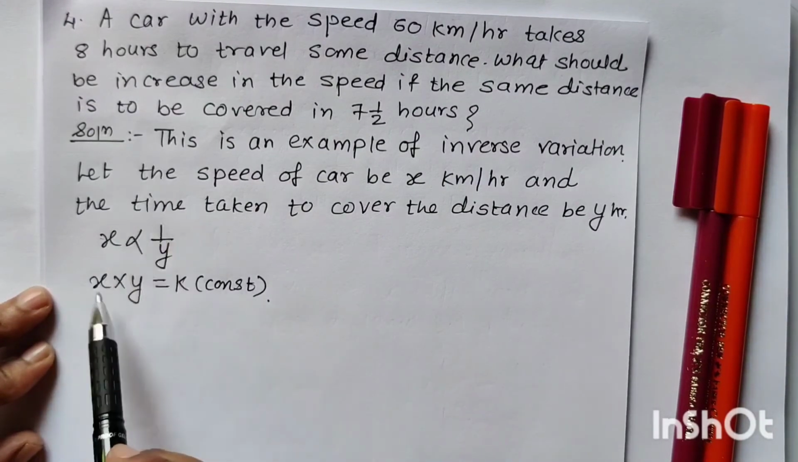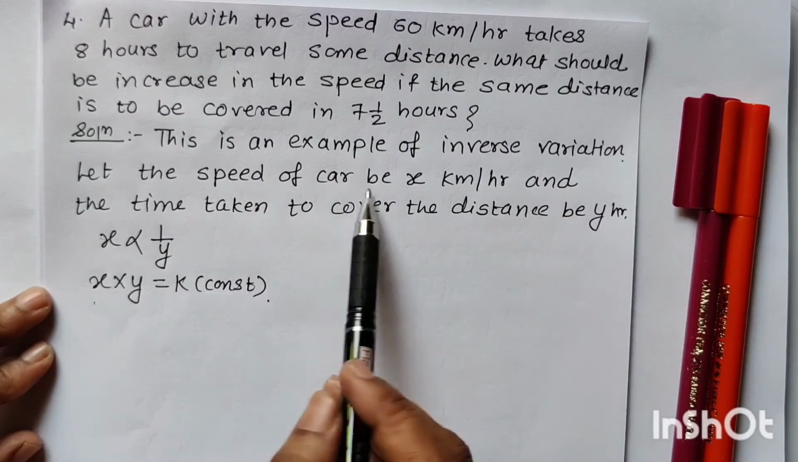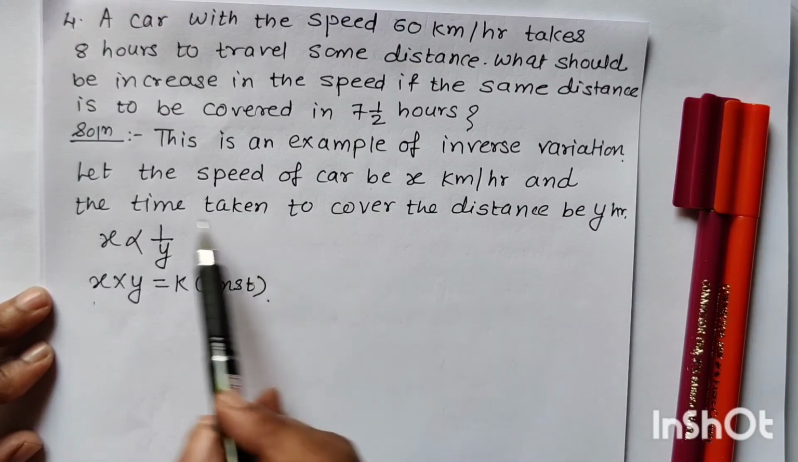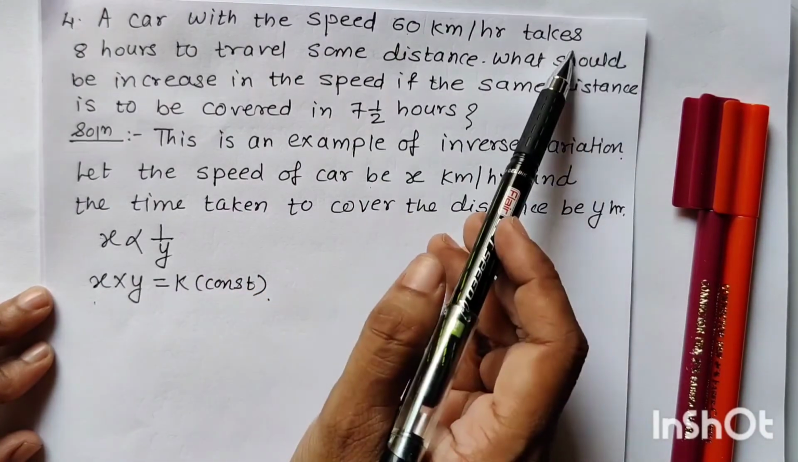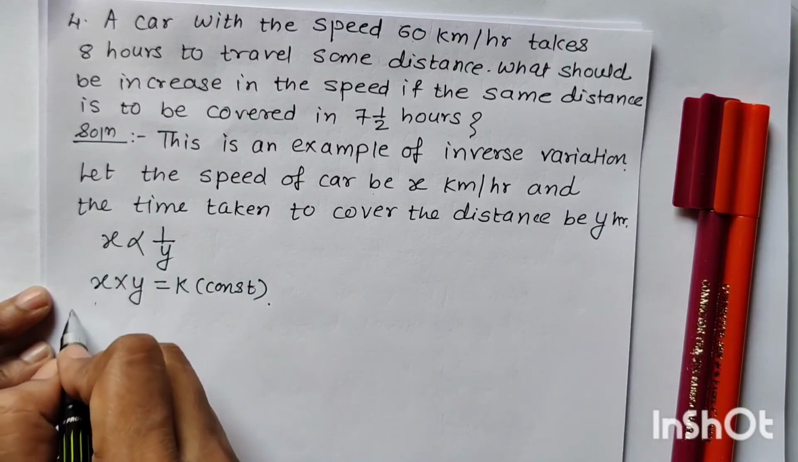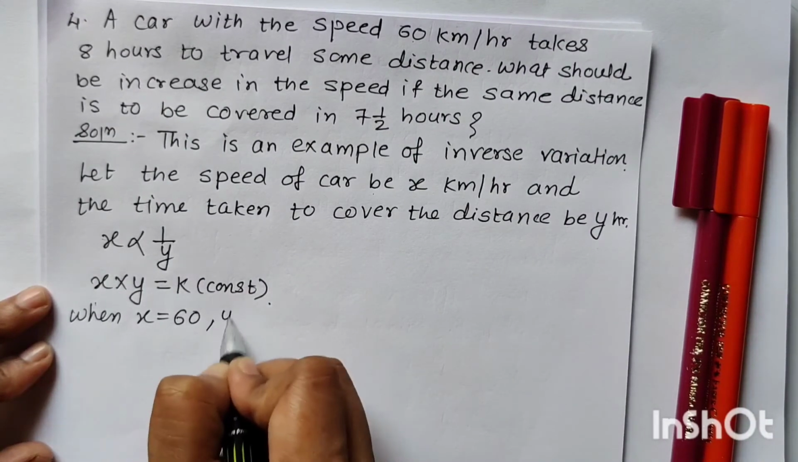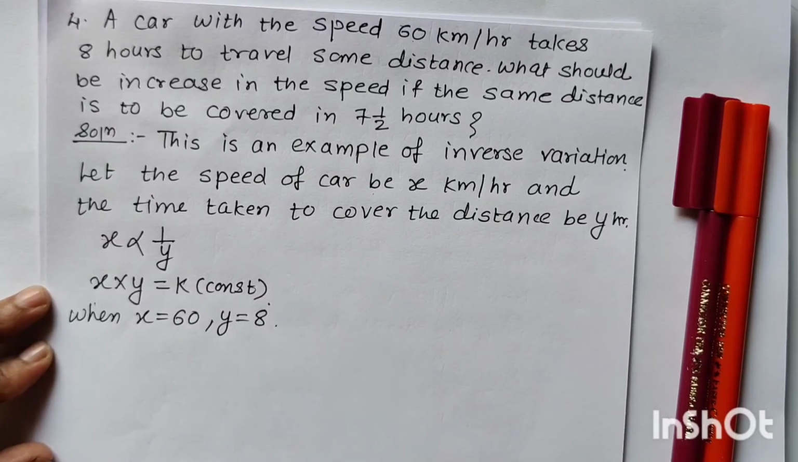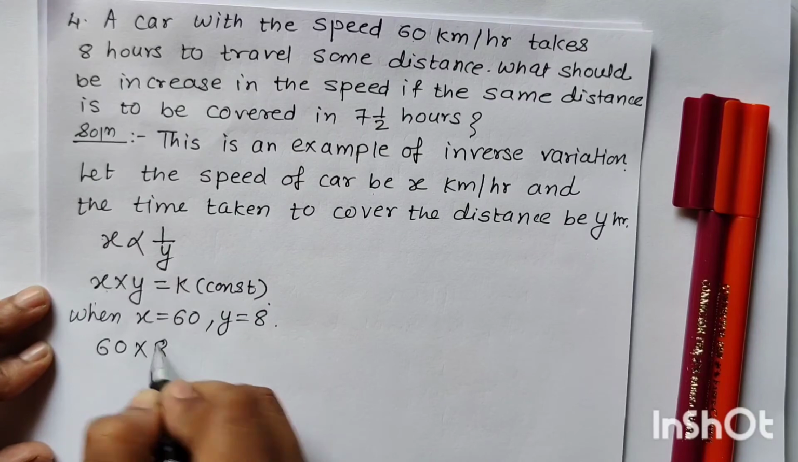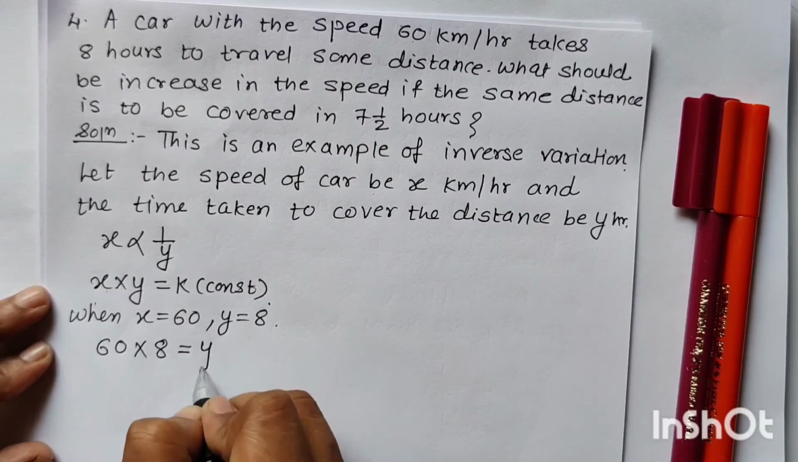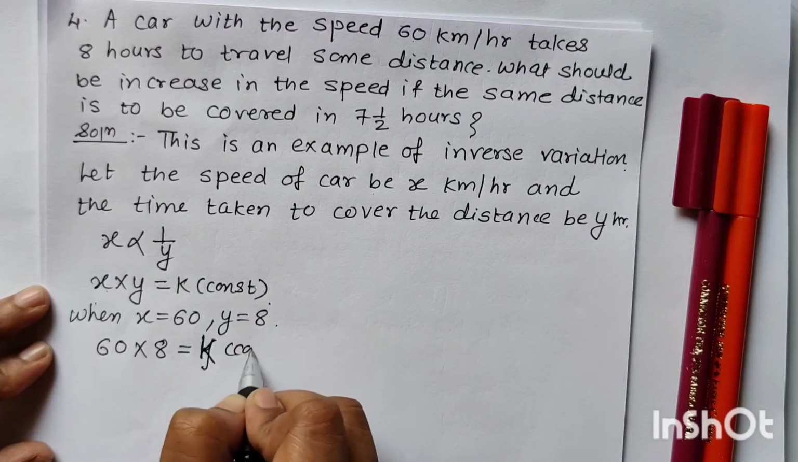Then let us see what are the values of x and y. x is the speed of car and y is the time. So the speed of car is 60, that means x is 60 and time is 8 hours. So when x is equal to 60, y is equal to 8. Now put the value here. In place of x we write 60, in place of y we write 8, is equal to k constant.